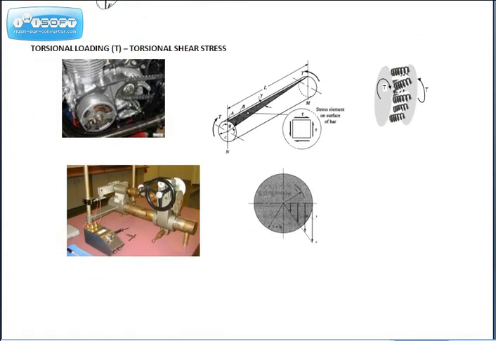Another type of loading is torsion. We use this extensively because the power is transmitted out of a rotating shaft of an internal combustion engine or the rotating shaft of an electric motor, which furnishes power to some application. And the way that power is transmitted is by torsion, by torque.